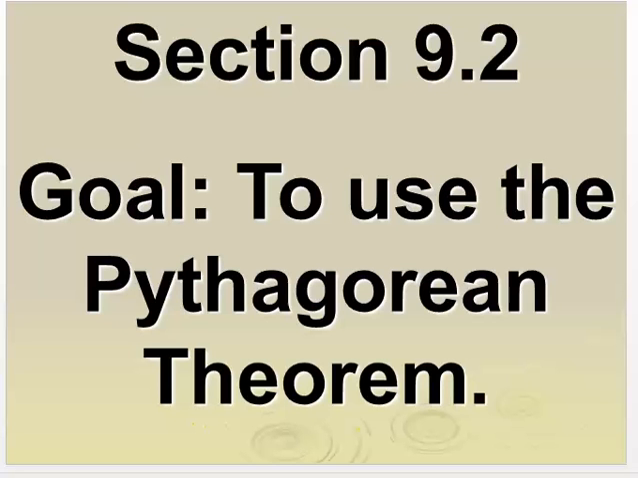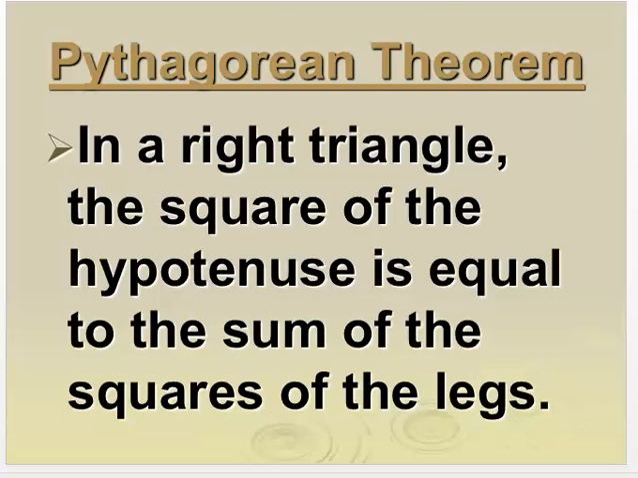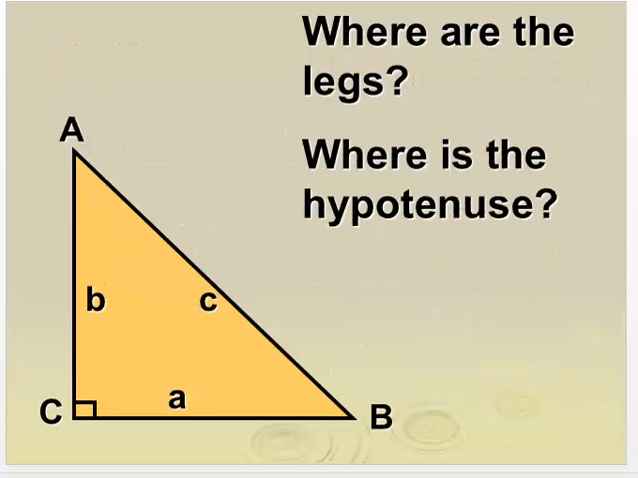The second section in Unit 10 is actually section 9.2 in the book. We're going to be using the Pythagorean theorem. The Pythagorean theorem states that in a right triangle, the square of the hypotenuse is equal to the sum of the squares of the legs. So let's start by looking at our right triangle.